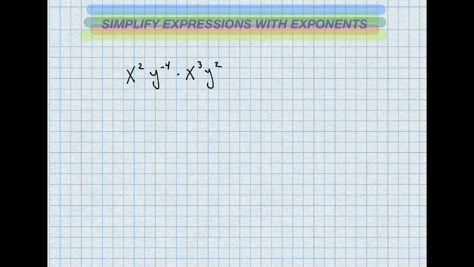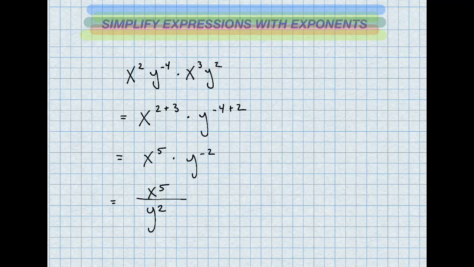Okay, x squared y to the negative 4th times x cubed y squared. So we could say that this is x to the 2 plus 3 times y to the negative 4 plus 2. So that equals x to the 5th times y to the negative 2. So that's going to be x to the 5th over y squared. Okay, x to the 5th over y squared.